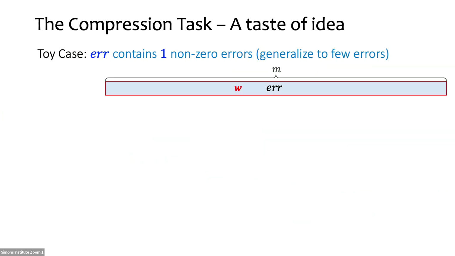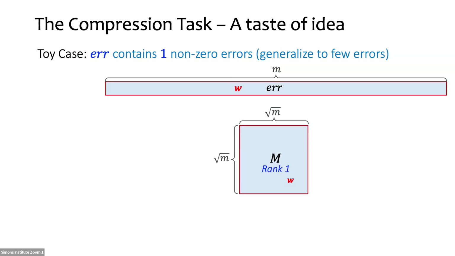Okay, to give you a very tiny taste of why sparse vectors are amenable to compression, it should not come as a surprise. Let's consider the toy example where my error vector is so sparse that it contains only a single element that is non-zero. But the tricky part is that you don't really know where that non-zero element is, and you cannot afford to give out where it is. The trick is that we can always arrange this vector as a matrix of size square root of m by square root of m. This error element is going to land in some row and some column, and everywhere else in this matrix, it is 0.